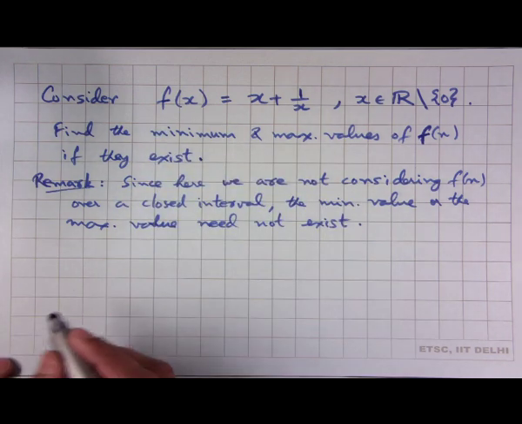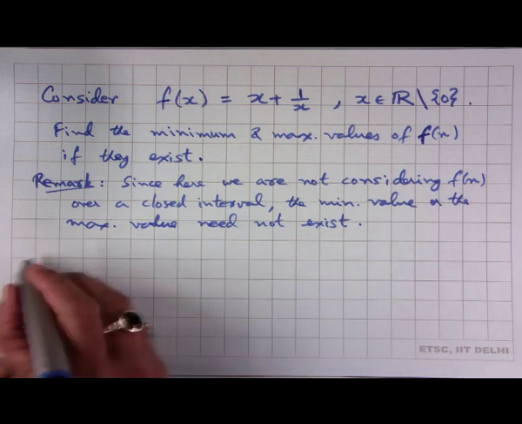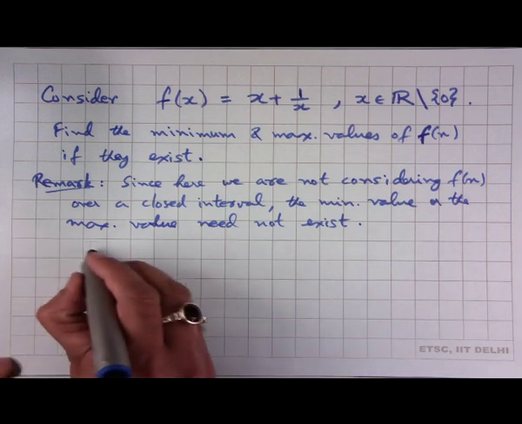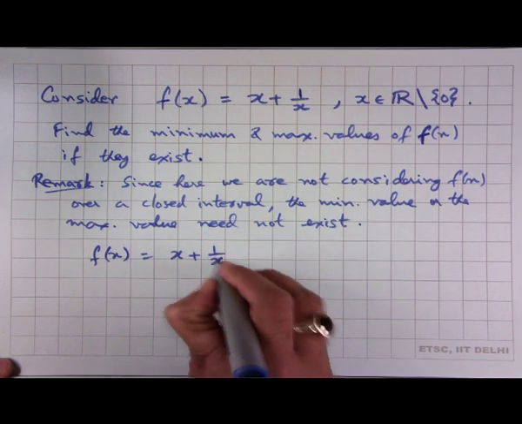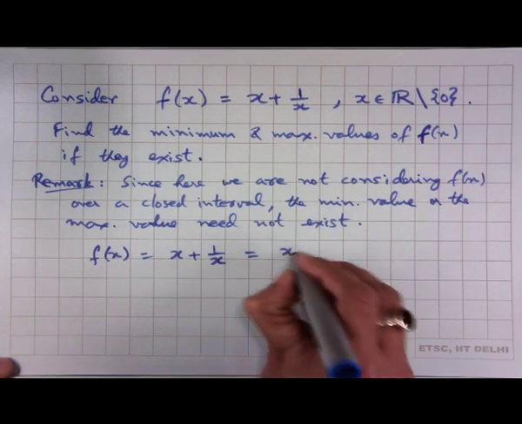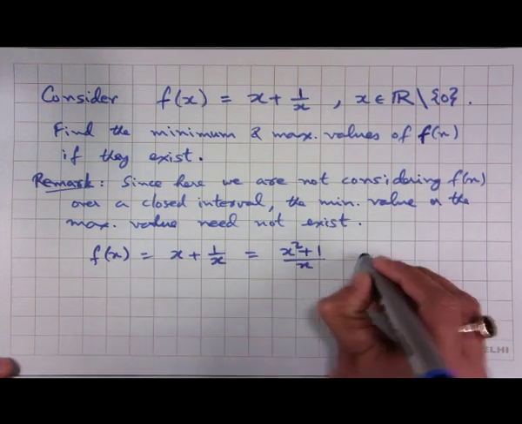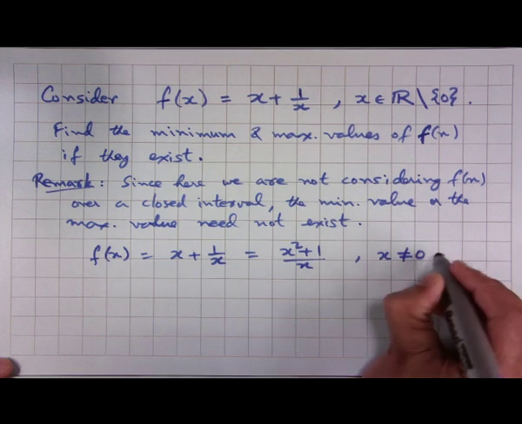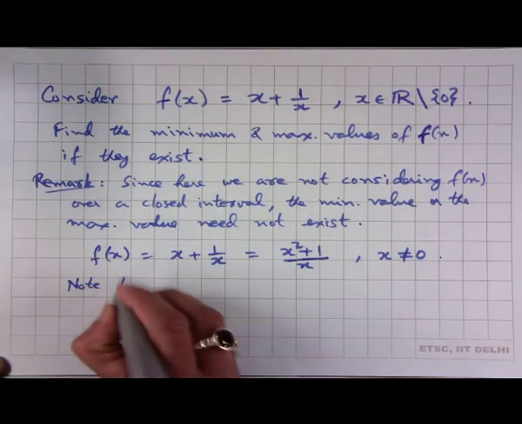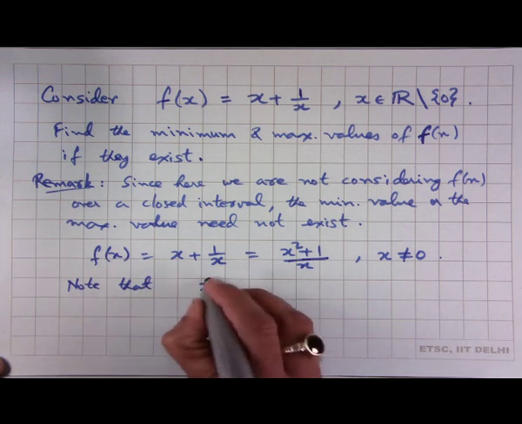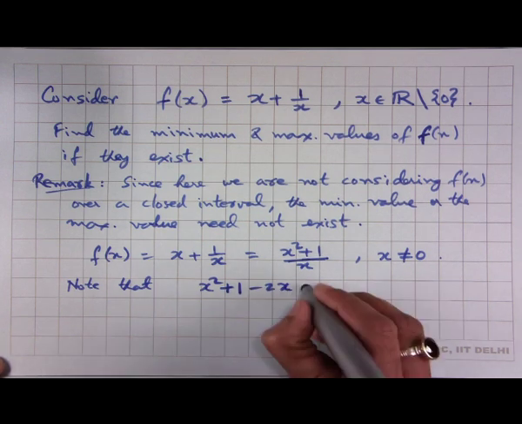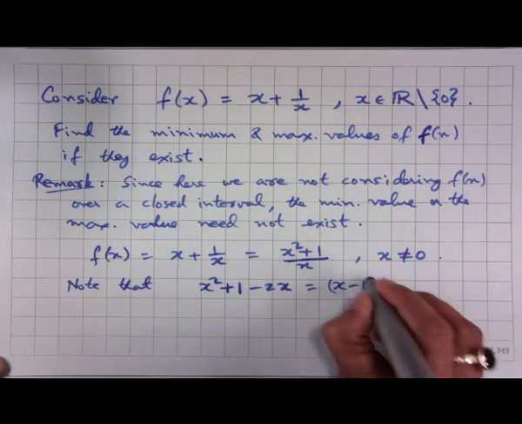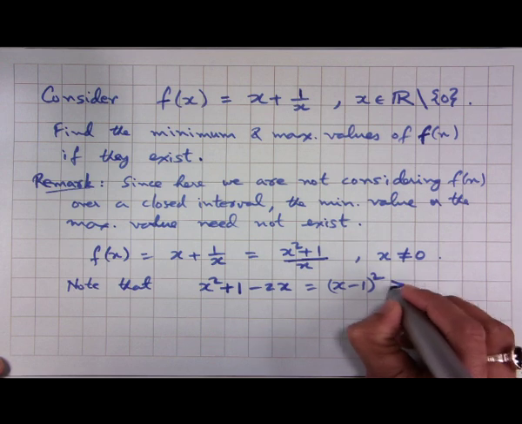So, how to find this? First of all, note that this f of x equal to x plus 1 by x can be written as x square plus 1 over x. This is defined for all x not equal to 0. Now, note that if I take x square plus 1 minus 2x, this is nothing but x minus 1 whole squared, which has to be greater than or equal to 0.